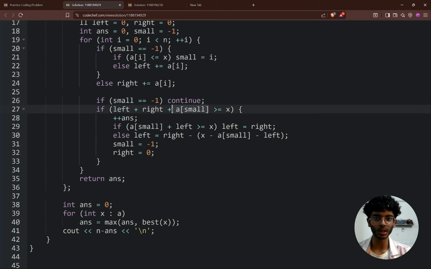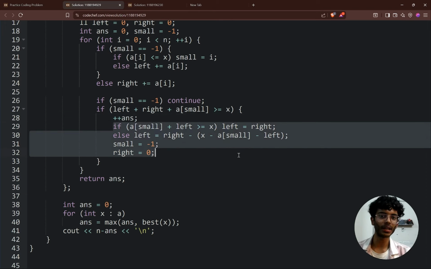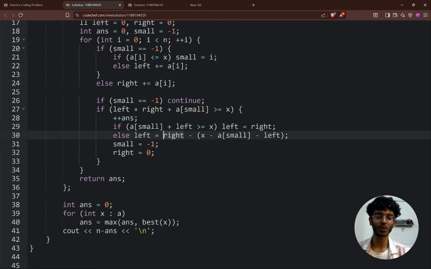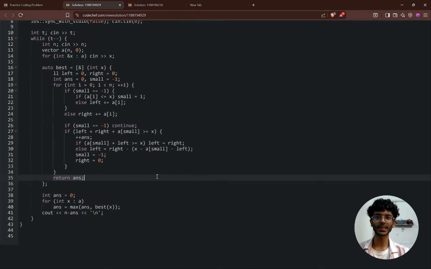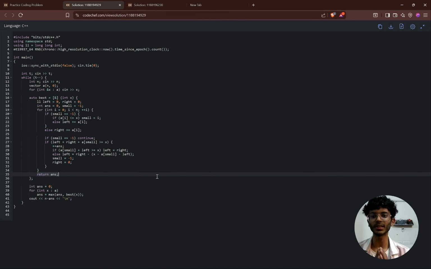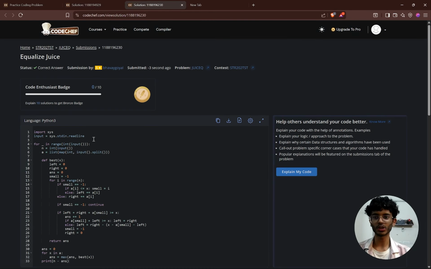So if a of small plus the amount of juice in the left plus the amount of juice I can bring from the right is greater than or equal to x, we'll increase our answer and we'll just update our left and the right values. Right would be 0, we'll update our left this way, and our new small index will become minus 1. And in the end, we'll return answer, and this is pretty much the whole solution in C++. Now let us see the solution in Python.